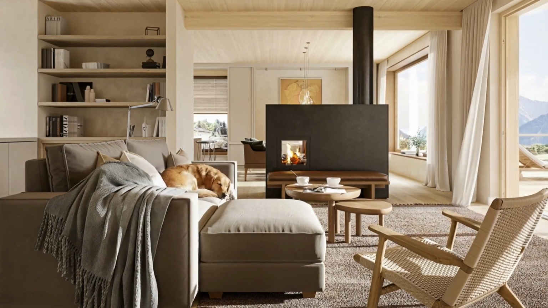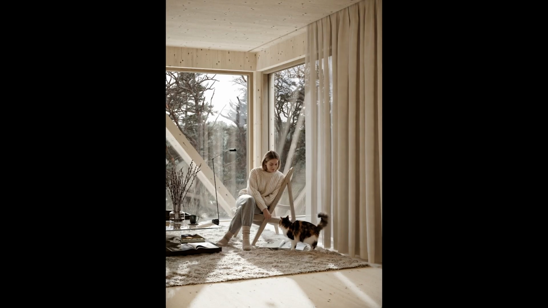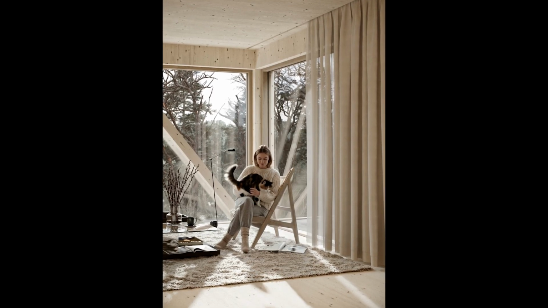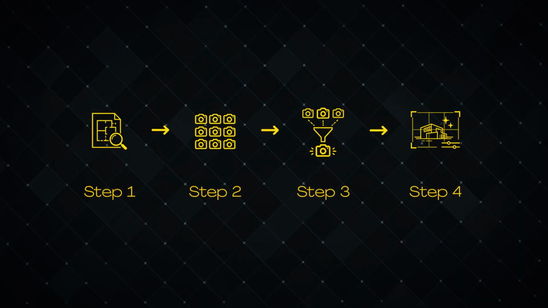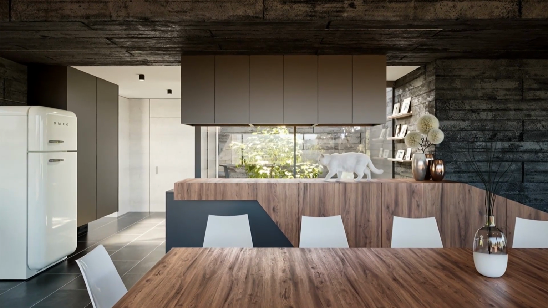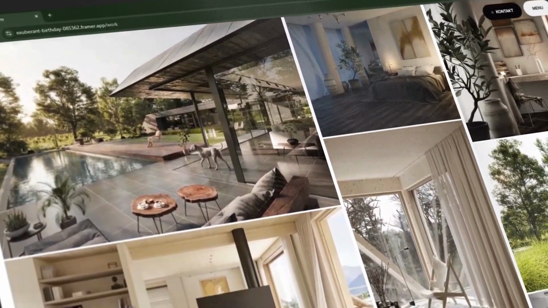A strong camera angle can make even a simple scene feel expansive, intentional, and cinematic. But many 3D artists struggle because they don't have a repeatable way to find great angles consistently. In this video, I'll show you the 4-step system I use to find strong portfolio level angles fast, without relying on luck. It's the same workflow behind almost every image in my portfolio.